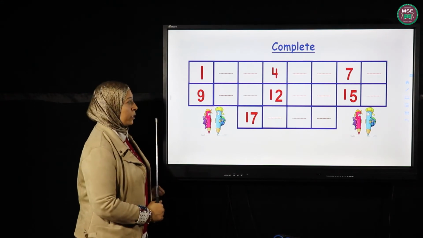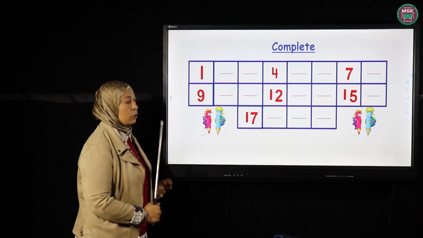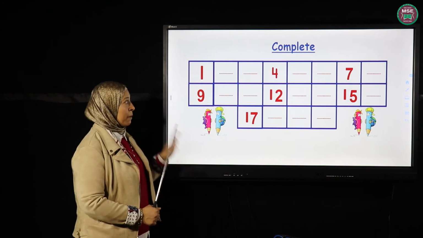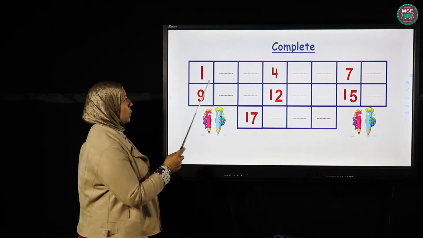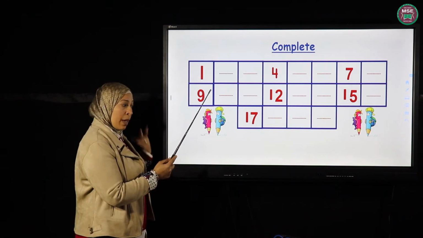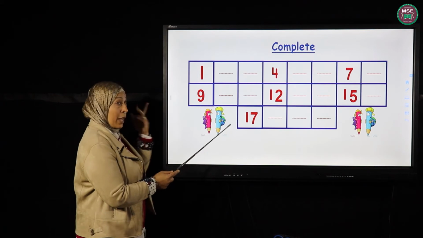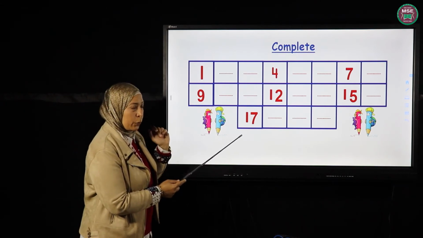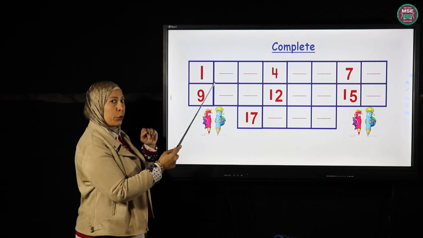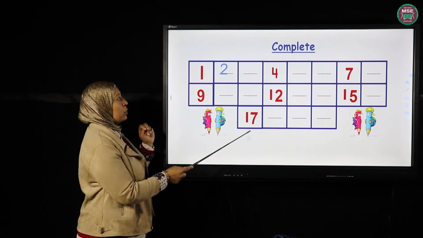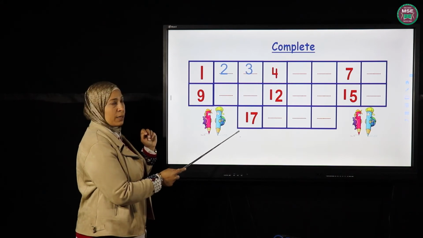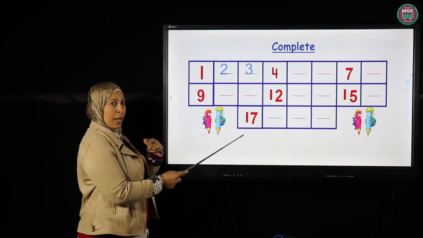Here, we are gonna complete the numbers from 1 till 20. Look here, we have the box, we have some empty spaces that we have to complete. This is number 1. What comes after 1? Remember, we are counting forward. After 1, what? 2. Okay, what's after 2? 3. What comes after 3? 4. See, I'm counting forward.